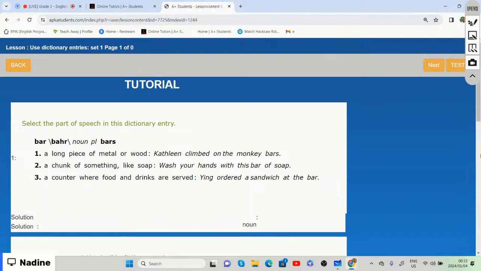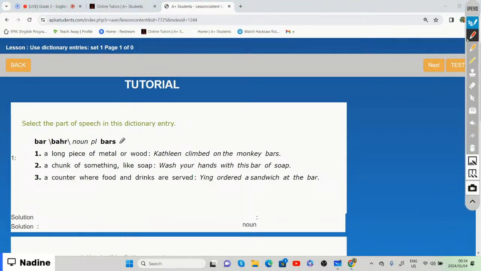Remember, if we have the dictionary entry, you're looking at a specific word. Let's say we're looking at the word bar. Firstly, in the dictionary, the word is spelled correctly. So BAR, that is how the word is spelled. So you'll have your word, for example, bar, as the example that we have over here.